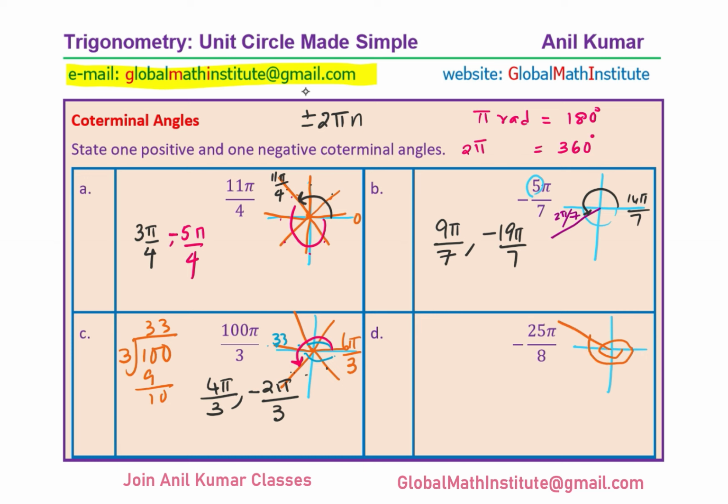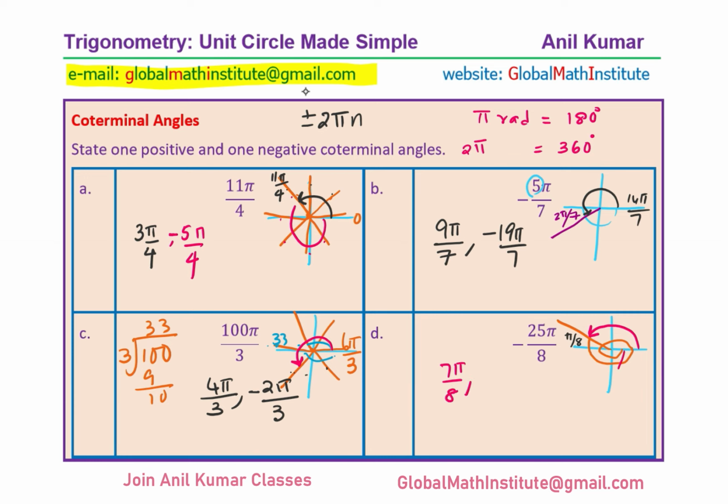So you land up here, right? That is where you land up for minus 25 pi by 8, where the related acute angle is pi by 8. So now you can figure out what is the answer, right? To terminate in the positive direction, that is counterclockwise, you are pi by 8 less than 8 pi by 8. That means 7 pi by 8, correct?